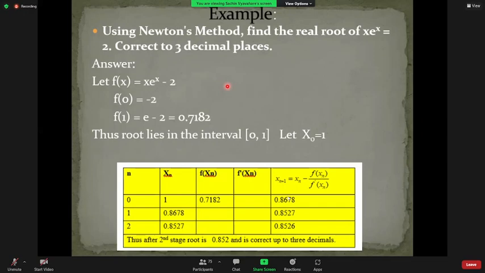Sir, f dash x is x e power x, bracket 1 minus, minus e raised to x. Okay, so in short, it is x plus 1 into e raised to x. Yes, sir. So that is f dash x. You require that f dash x, and with it you can calculate f dash of x0 and so on. You'll observe that in 2 iterations, the answer is correct up to 3 decimal places now. So this is the answer correct up to 3 decimal places.